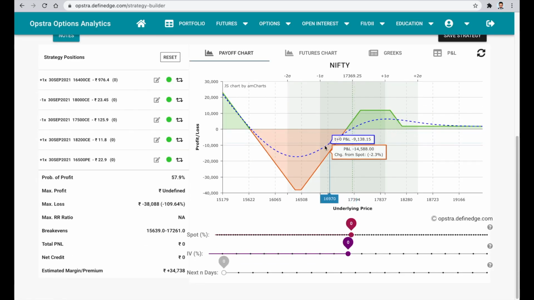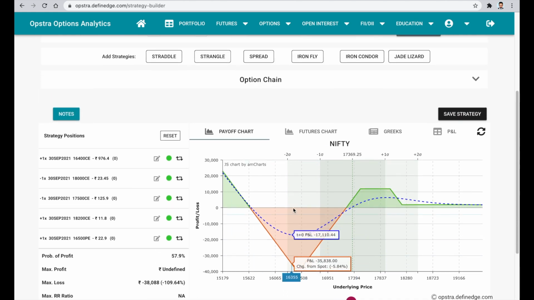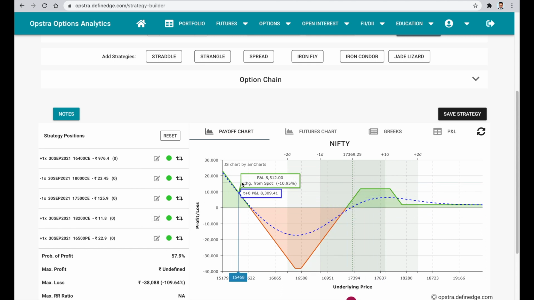We just say 16,500. So if the market falls drastically, I just bought a far out of the money option at 22.9 and just see how it went. So this is the beauty of option selling. Here you can try many iterations of adjustments. You can buy, you can sell, and do lots of iterations, and you'll figure out the best way to manage this.